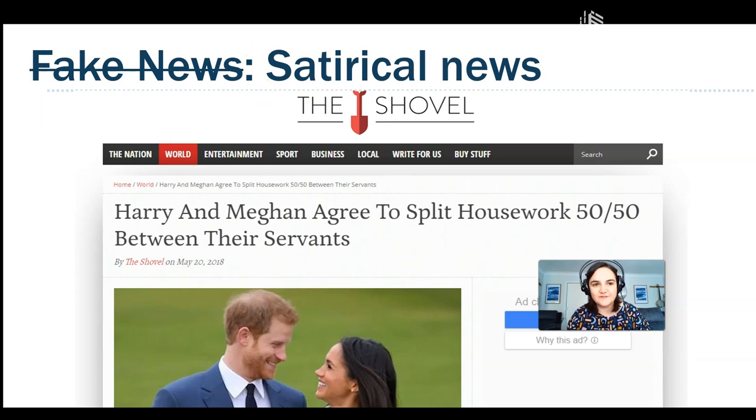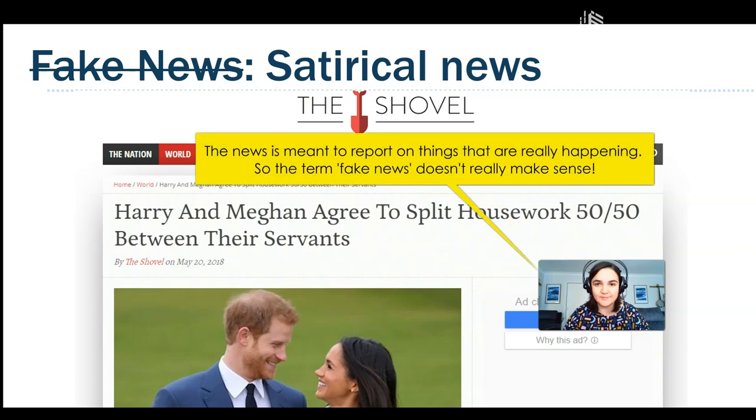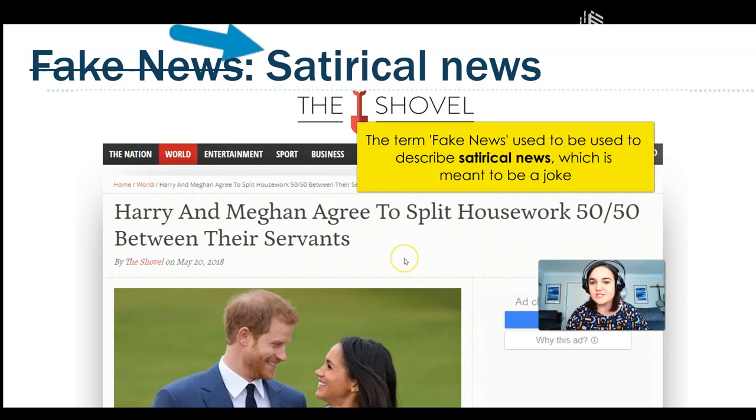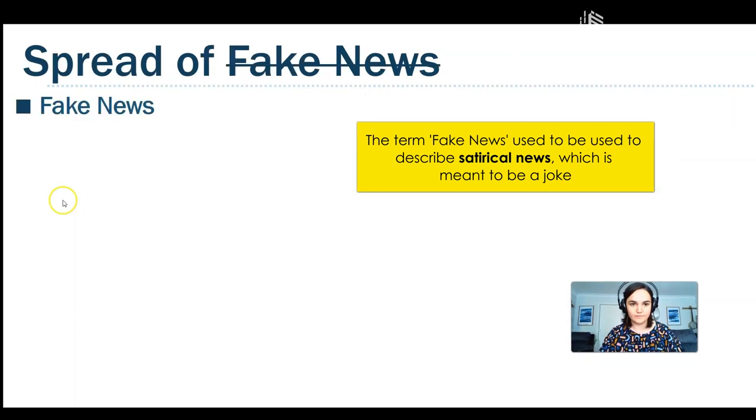So what is fake news? The term fake news doesn't really make sense. The news is meant to report on things that are really happening. It used to be used as a term to describe satirical news, which is clearly a joke, like you can see here: Harry and Meghan agree to split housework 50-50 between their servants. So it's satire, it's meant to be taken as a joke.